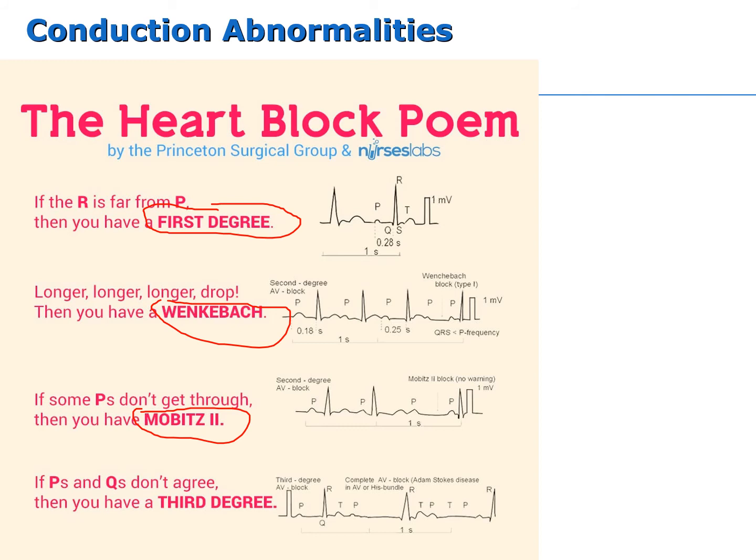no atrial impulse is conducted through the AV node into the ventricle. As a result, there are impulses that are stimulating the atria and impulses that stimulate the ventricles. Therefore, there are more P waves than QRS complexes because of the difference in the SA node rate of the heart. Okay, so third degree is here.